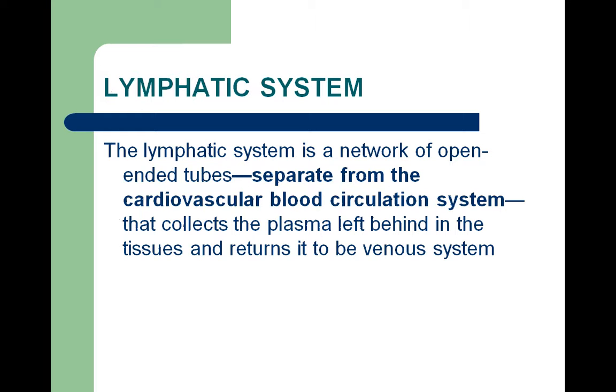The lymphatic system is really a backup system for the circulatory system. Whereas in the circulatory system we have veins, capillaries, and arteries, much of the plasma that leaves those vessels returns back to the capillaries. About 10%, however, stays in the tissue.